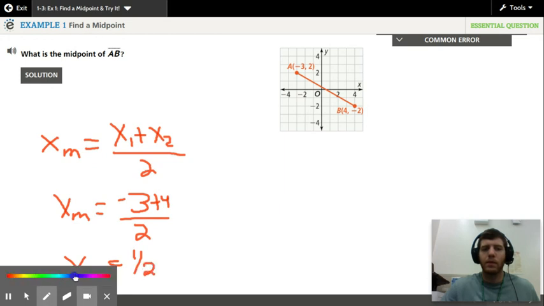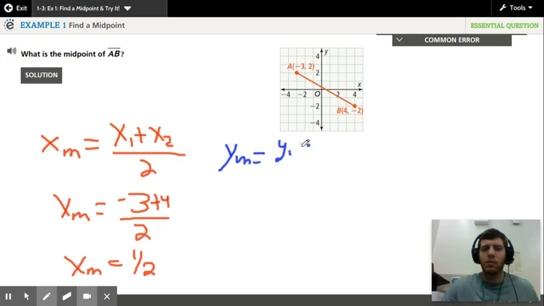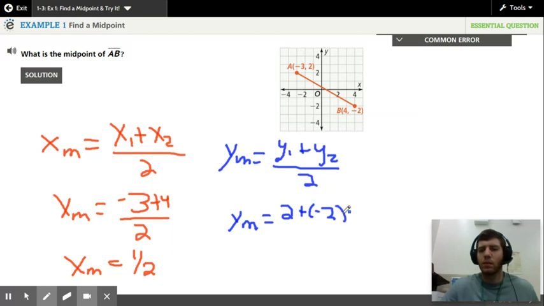Okay, now we have to find the y coordinate of our midpoint. So that's going to be y1 plus y2 divided by 2. Our two y coordinates are 2 and -2. So that's going to be 2 plus -2, which is the same as 2 minus 2, and 2 minus 2 is going to be 0. So then 0 divided by 2 is going to give us 0.